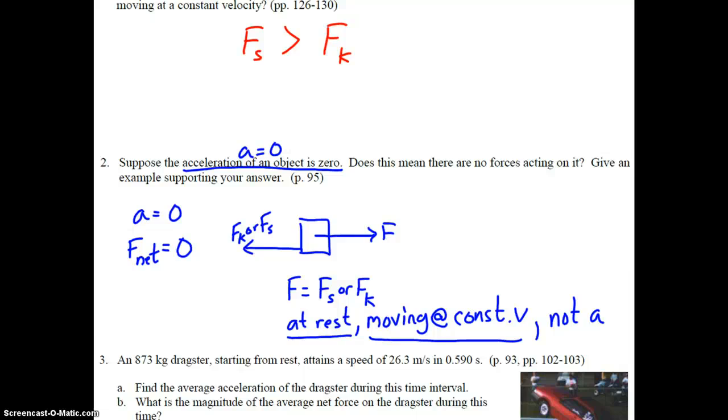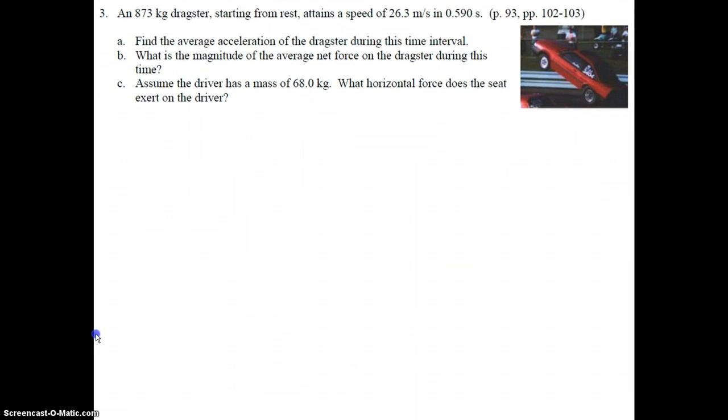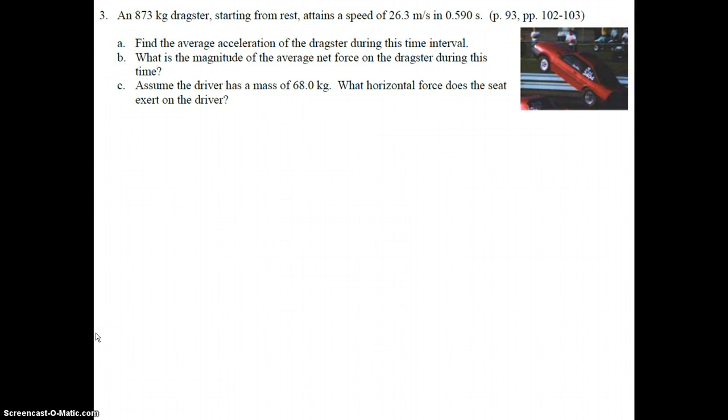All right, lastly we have number 3. Let's take a look at that. An 873 kilogram dragster, mass, starting from rest, Vi equals 0, attains a speed of 26.3 meters per second, final velocity, in 0.590 seconds, time. Find the average acceleration of the dragster during this time interval.